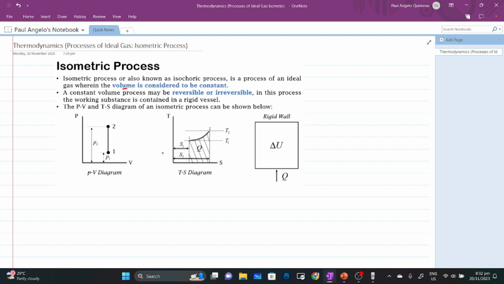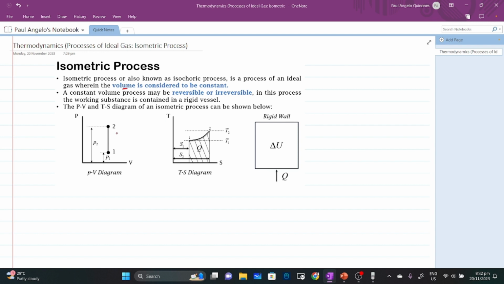In the PV diagram, when we are dealing with an isometric process, it is always represented by a straight vertical line. Always a straight vertical line, because from point 1 to point 2, the volume is constant. What will happen to the pressure during an isometric process? After undergoing the process, the pressure will eventually rise. Same goes with the temperature: from T1 to T2, the temperature elevates.